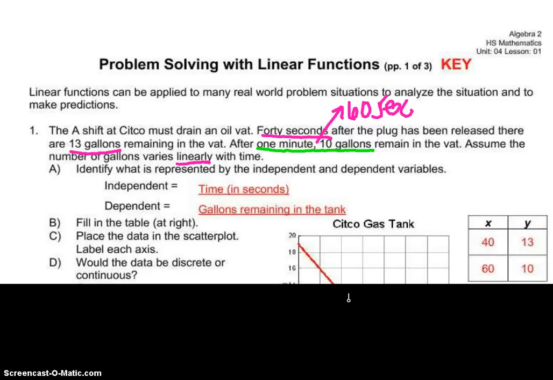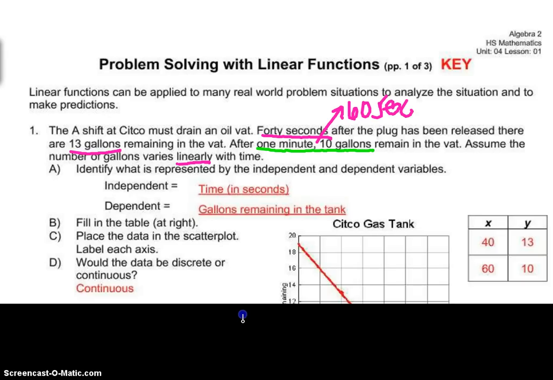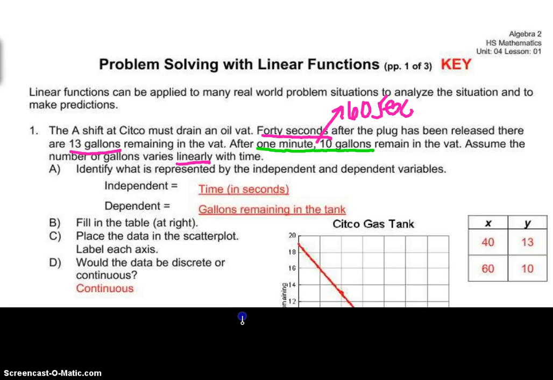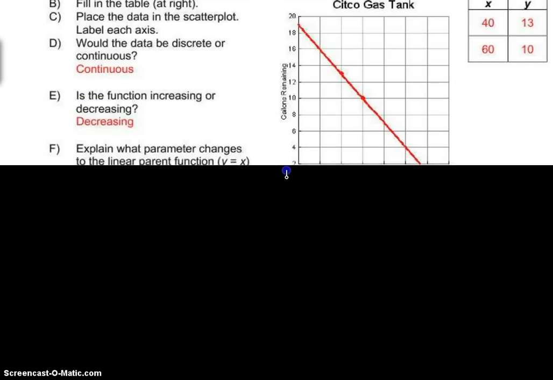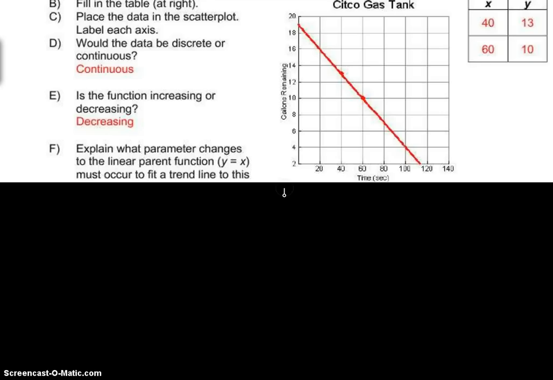Well, the problem tells me that I'm going to have a linear equation. So what's always my answer when I have an equation? You should have said continuous. So part D should be continuous. Now let's look at E. E wants to know whether the function is increasing or decreasing. So if you look at how my graph is titled, I have time in seconds on my x-axis, and I have gallons remaining on my y-axis.